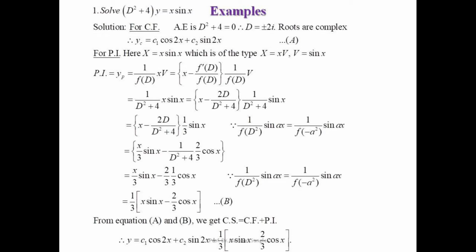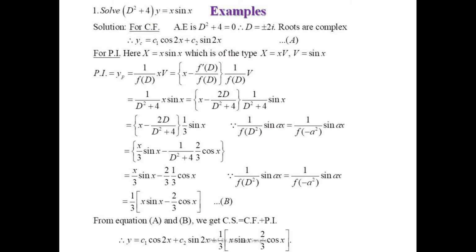We know that in this result we are applying the formula 1 upon f of D square sine of ax is equal to 1 upon f of minus a square sine of ax, which is our type number 2. If we apply type number 2 and replace D square by minus a square, where the value of a is 1, then we get minus 1 square is 1, and after attaching the minus sign we get minus 1 plus 4. So the constant term is 1 upon 3.